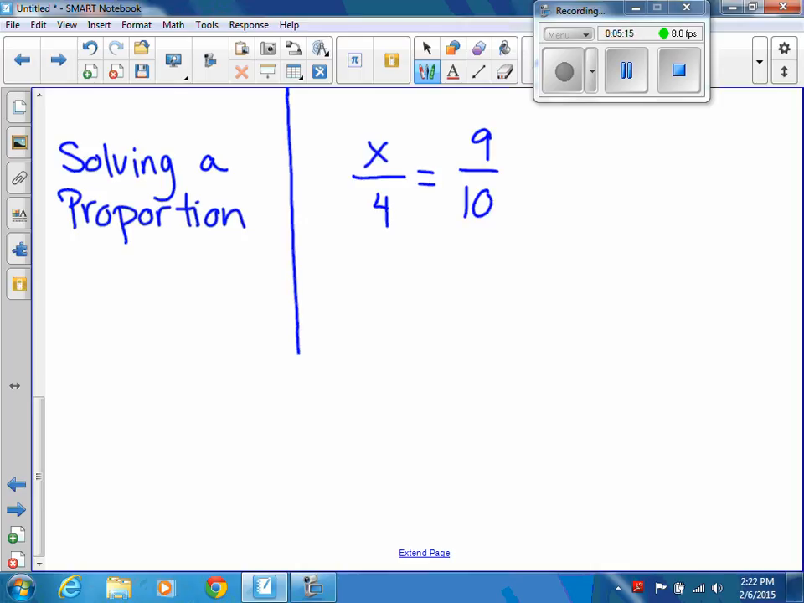Okay, well, first off, if I was doing like I did on that first example, can I do anything to 4 to get 10? Can I multiply it by anything or divide it by anything? I can't. It doesn't work. So this is where I definitely have to use my cross multiplying or my cross products. So I'm going to go ahead and multiply 10 times x.